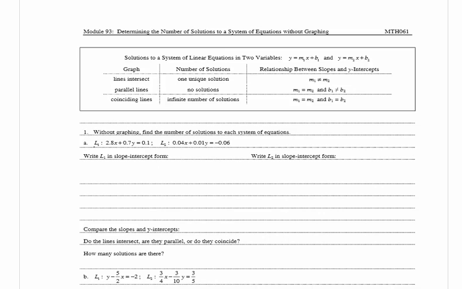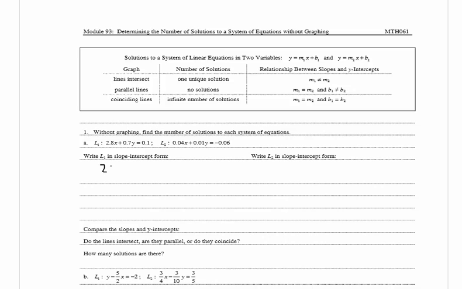In A, we have L1 is 2.8x plus 0.7y is equal to 0.1. And for L2, we have 0.04x plus 0.01y is equal to negative 0.06. So the first thing they want us to do is write both of the lines in slope-intercept form. So we're going to solve both of them for y.